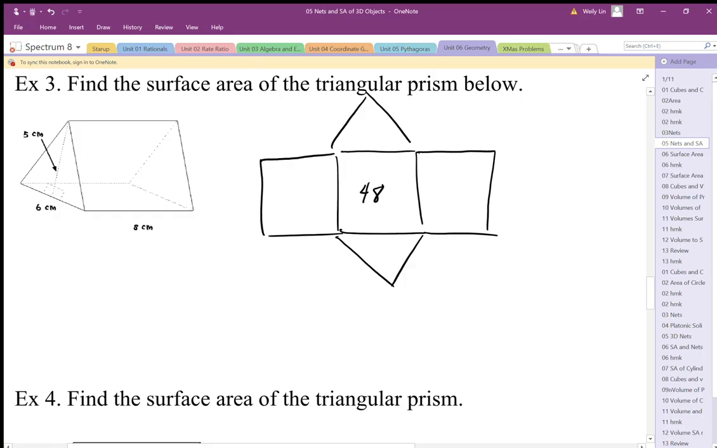Okay, so again, make sure that you've counted for all the surfaces. Make sure you have a way of organizing the areas of the surfaces. This triangle here is going to be 6 wide, 5 high, so 6 times 5 is 30, divided by 2, since it's a triangle, we're going to have 15 there.